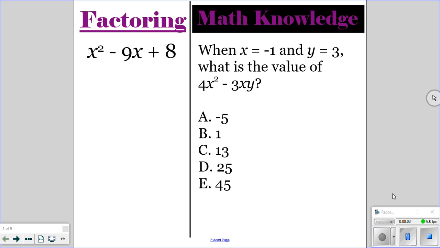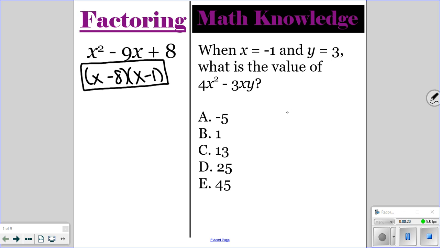Alright, so y'all go ahead and do the factoring and the math knowledge question for today. Pause the video, and then once everyone is finished, you can unpause the video and I'll go over the correct answers. So for the factoring, you should have x minus 8 times x minus 1.